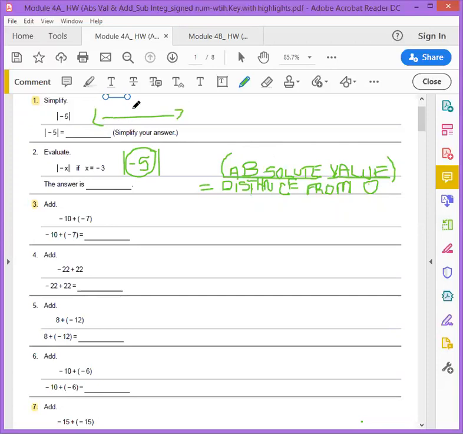So let's say we had a number line and we placed 0 in the middle. -5 would be over here to the left. 1, 2, 3, 4, 5. -5 would be here to the left. And that distance, how far away is -5 from 0? It's simply 5 units. The answer would be 5.